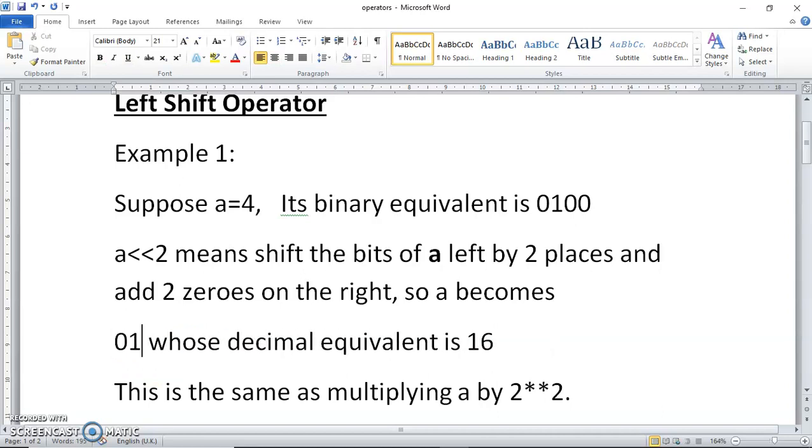So this is the value of A. If you shift these two bits towards left, that means you need to add 2 zeros on the right, like this. So if you are shifting towards left, 2 zeros are added to the right, and this binary number is equivalent to a decimal equivalent of 16. Now you see the other thing that we discussed, that A left shift 2 means multiplying A by 2 raised to power 2.